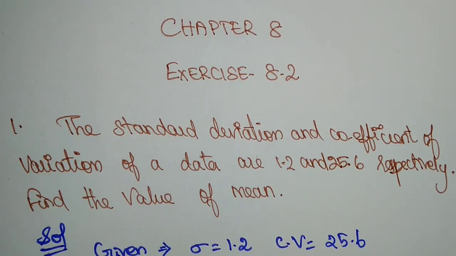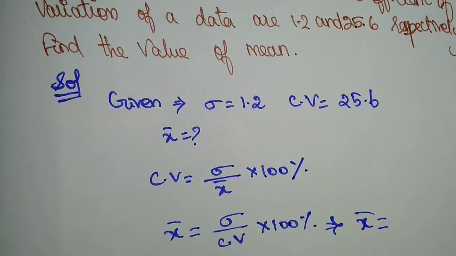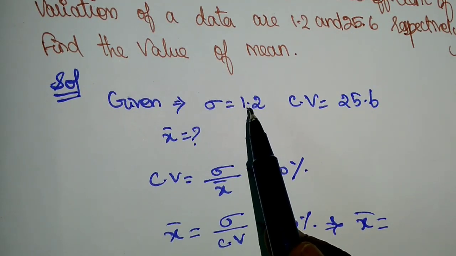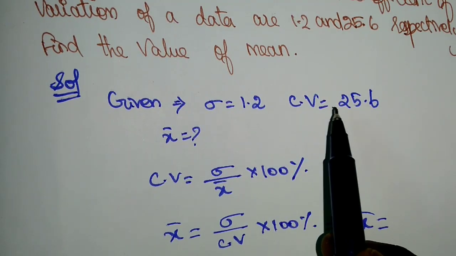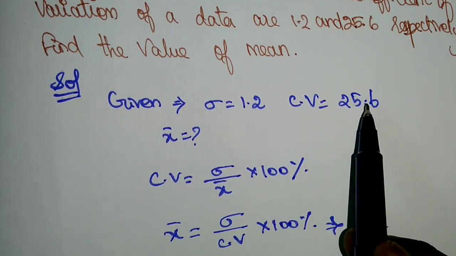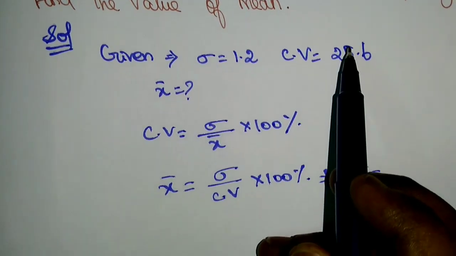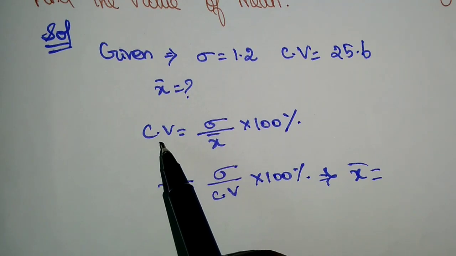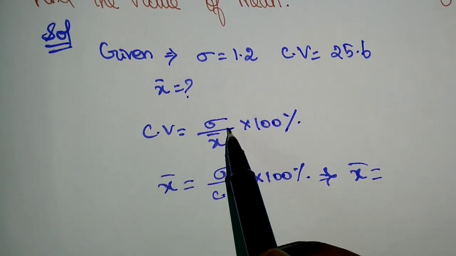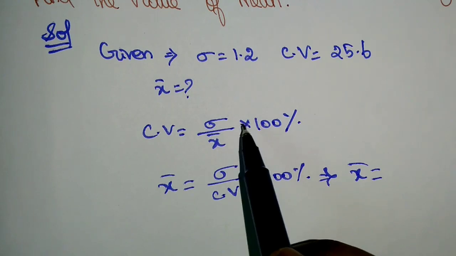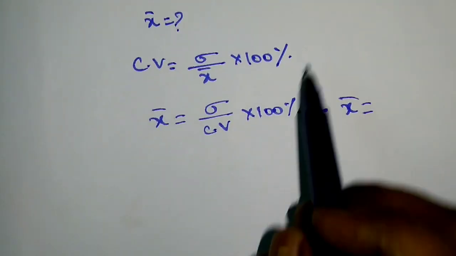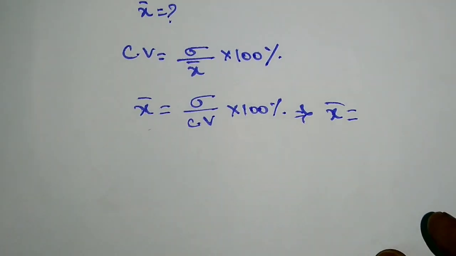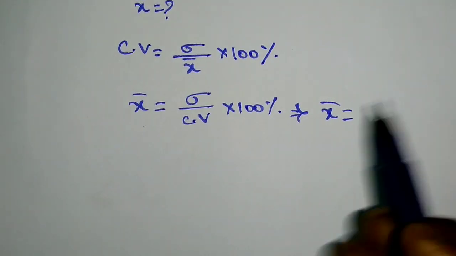Okay, here the solution. Given sigma, that means standard deviation, is equal to 1.2 and coefficient of variation is equal to 25.6. Here we have to find the value of mean. The value of mean is x bar. So we know the formula CV is equal to sigma divided by x bar into 100%. So here we can write x bar is equal to sigma divided by CV into 100%.